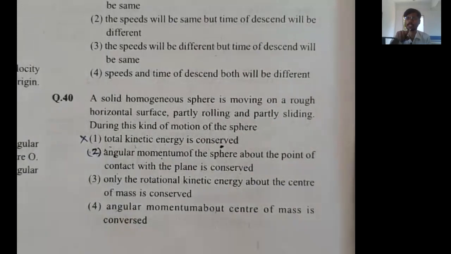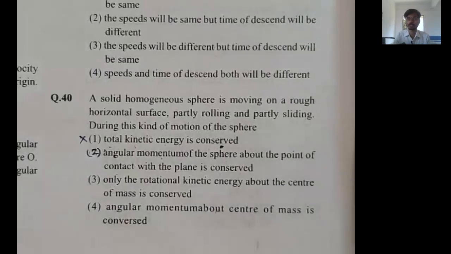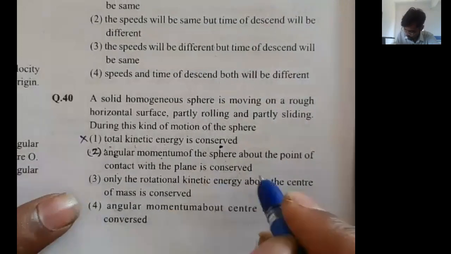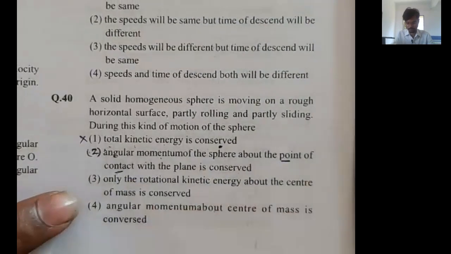Whenever force is 0, linear momentum is conserved. And whenever the torque is 0, angular momentum is conserved. So let us try to find out whether the torque is 0 or not about the point of contact with the plane. Let's see if this is true or false.